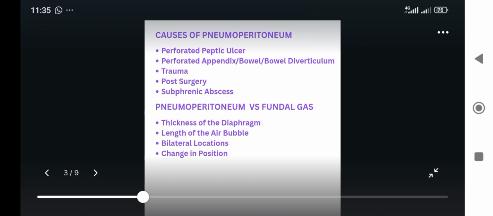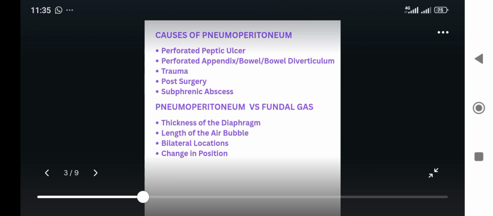So these are the causes of pneumoperitoneum, and these give us an idea of the considerations we need to pay attention to, and not just rush to say it is a perforation when we see pneumoperitoneum in a chest X-ray.